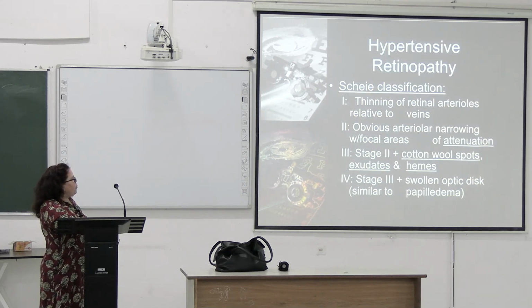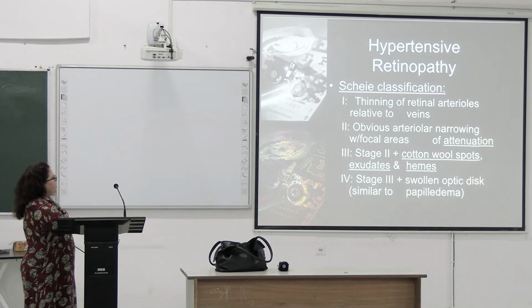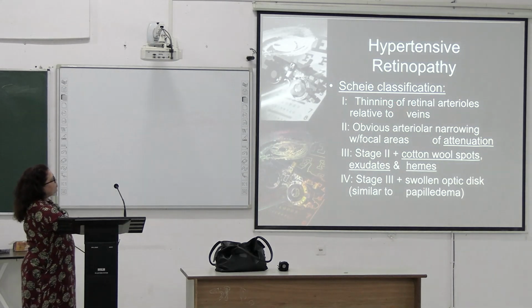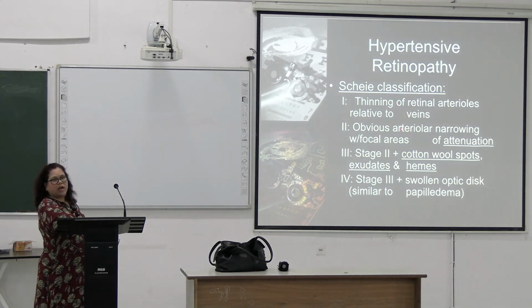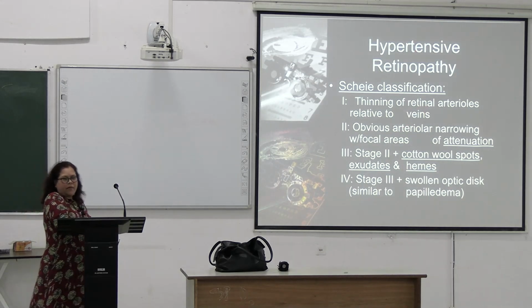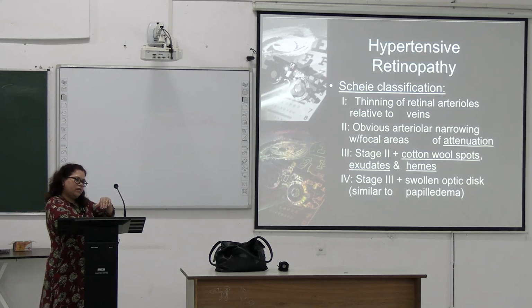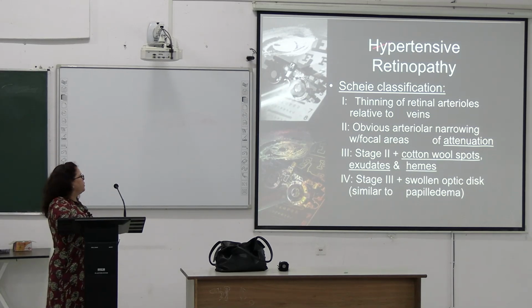Then hypertensive retinopathy. Hypertensive retinopathy is divided into four stages. In the first stage, there is only thinning of the retinal arterioles relative to the veins. The wall of the vein is thinner as compared to the artery, and the wall of the artery is thicker as compared to the wall of the vein. So here thinning of the retinal arterioles relative to the veins is started. This is the first stage.